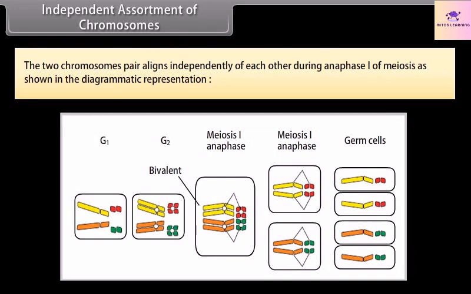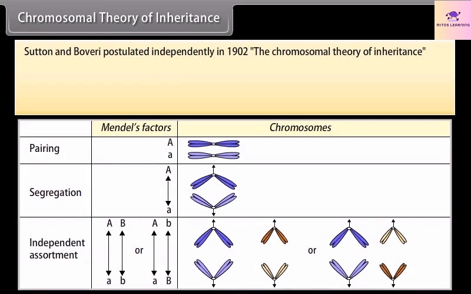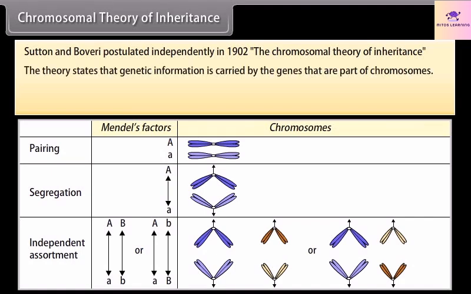Independent assortment of chromosomes. The two chromosome pairs align independently of each other during anaphase 1 of meiosis, as shown in the diagrammatic representation. Chromosomal theory of inheritance. Sutton and Boveri postulated independently in 1902 the chromosomal theory of inheritance. The theory states that genetic information is carried by the genes that are part of chromosomes.